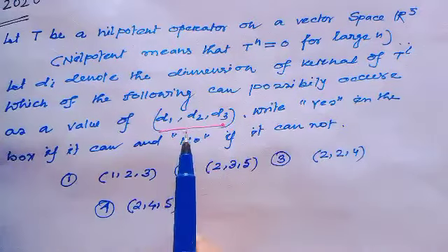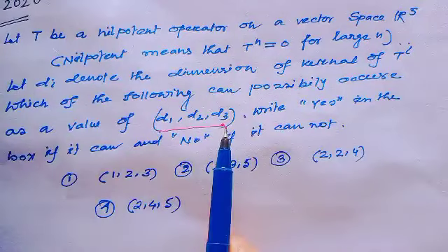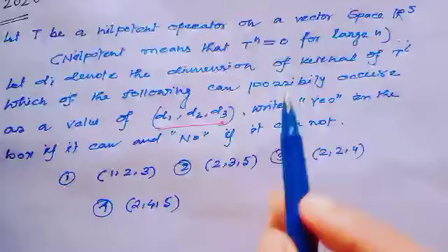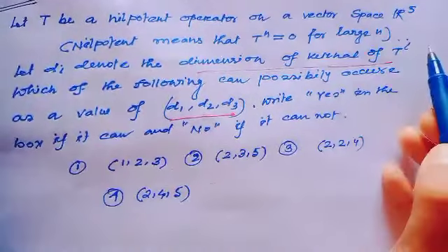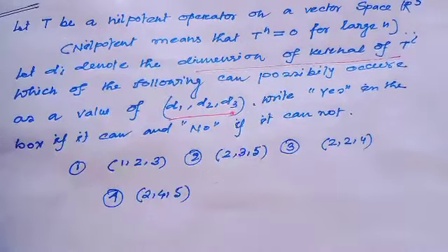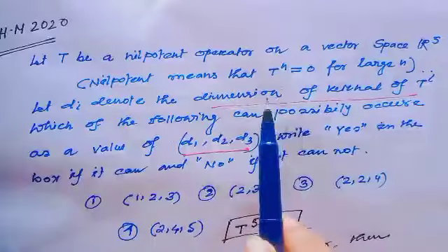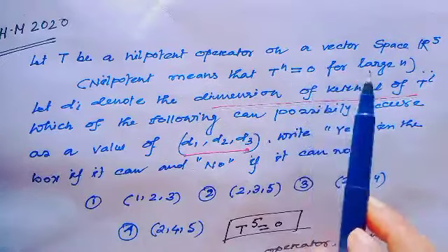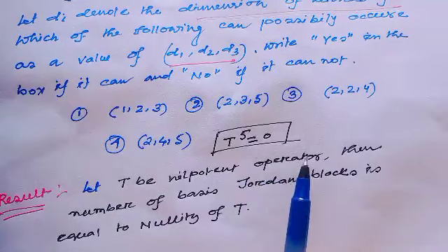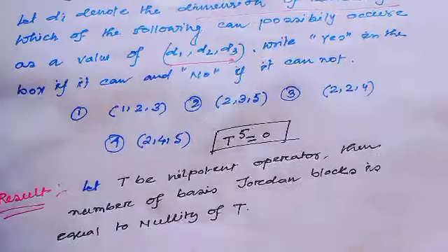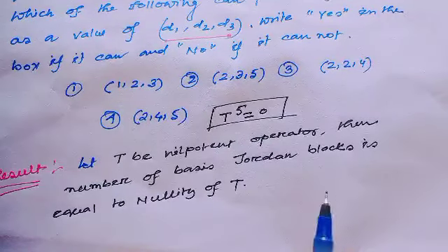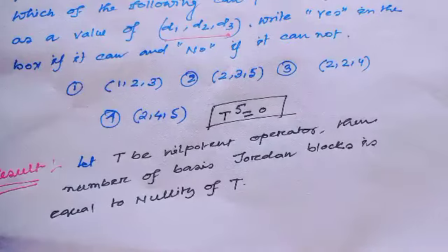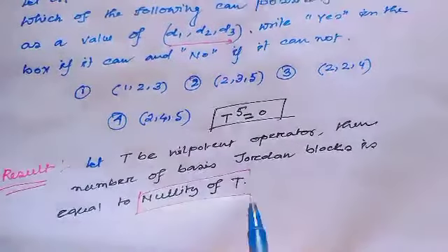Here notice d1, d2 and d3 denote the possible dimensions of the kernel of T to the power i. Since T is a nilpotent operator on the vector space R^5, obviously T to the power 5 equals 0. And we all know that in a nilpotent operator the number of basic Jordan blocks is equal to the nullity of T.